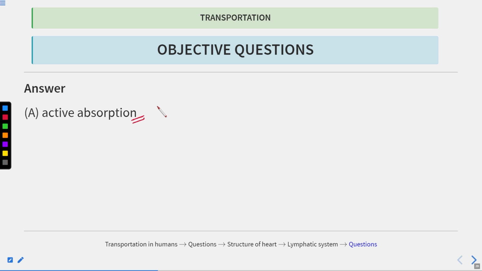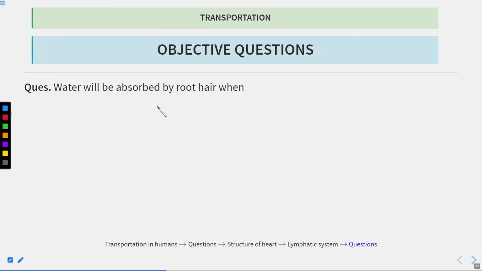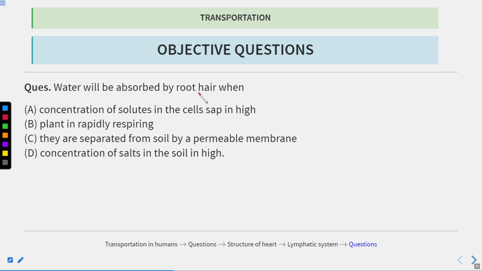It is an active process, which means it requires energy and happens against the concentration gradient. Now the next question is: water will be absorbed by the root hairs when? The options are: concentration of solutes in the cell sap is high; plant is rapidly respiring.